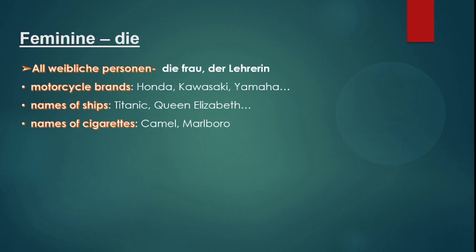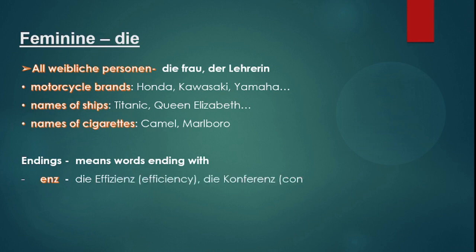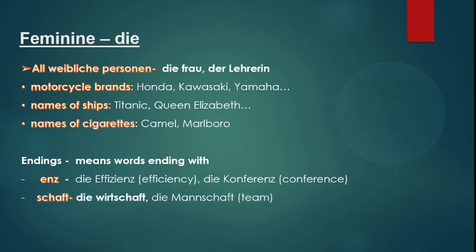And the next is the endings, like we spoke about for der as the article. Now these are the endings which help you determine which words belong to the feminine article. First is enz. For example, die Effizienz, which means efficiency, die Konferenz, which means conference. And the next ending is schaft. For example, die Wirtschaft, die Mannschaft, which means team.